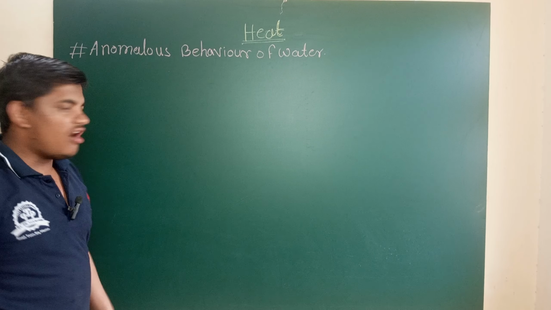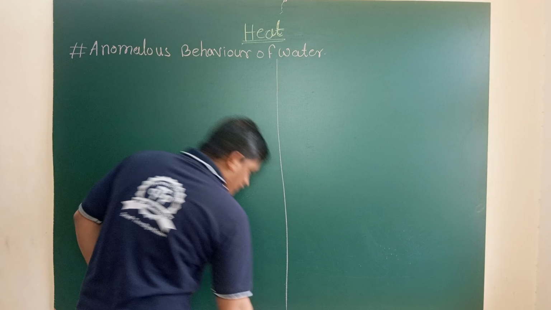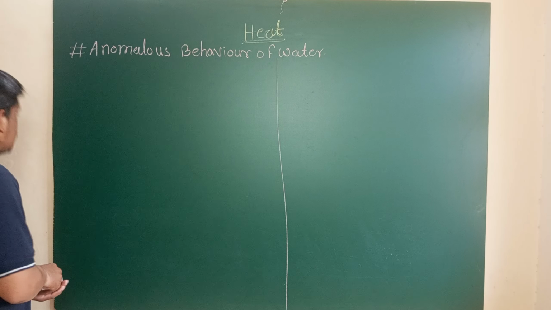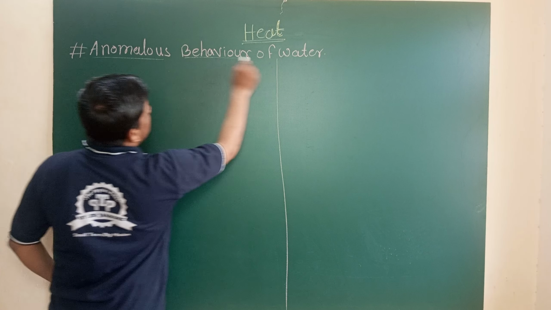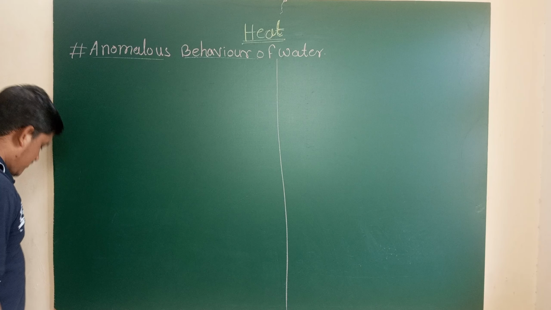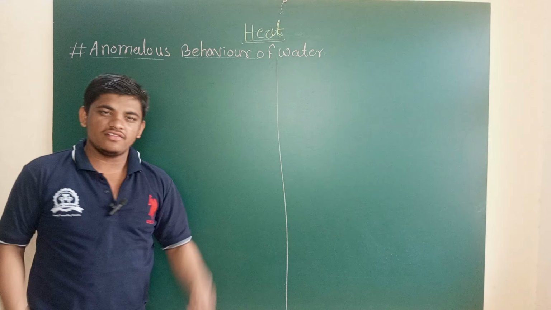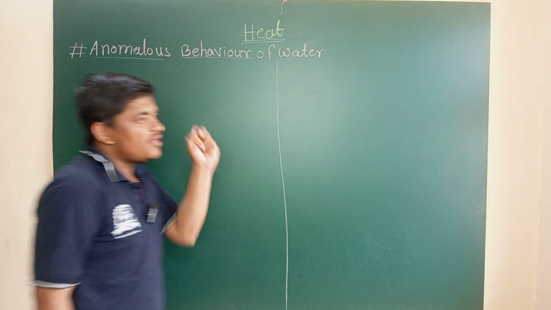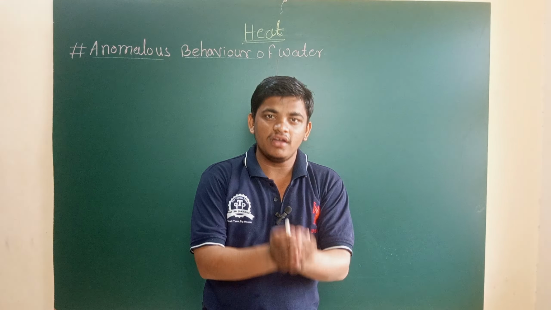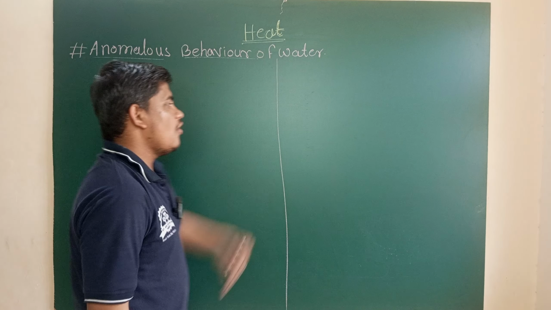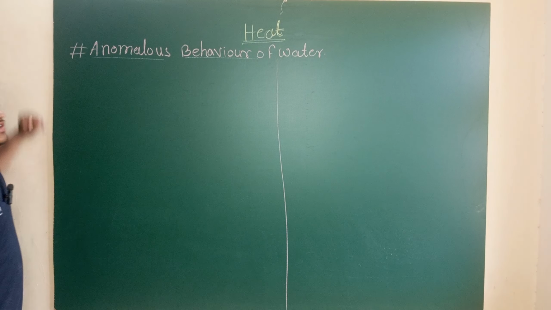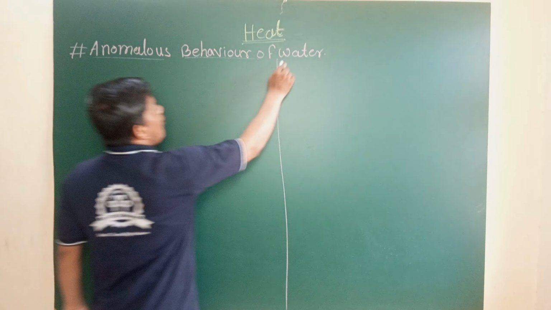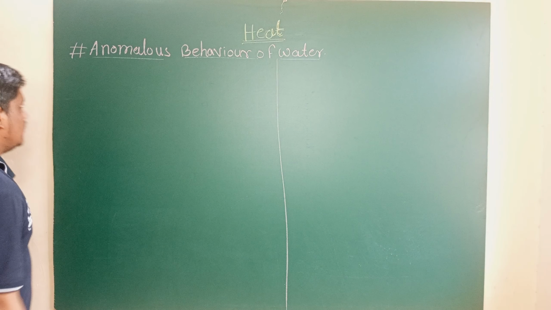Every liquid or other substance contracts when cooling and expands when heating, but water does not show that type of behavior in the temperature range from 0 degrees Celsius to 4 degrees Celsius. This behavior is called the anomalous behavior of water. The anomalous behavior of water is studied by one experiment, one apparatus, known as Hope's apparatus. In this lecture we are studying the construction and working of Hope's apparatus as well as the proof of the anomalous behavior of water.